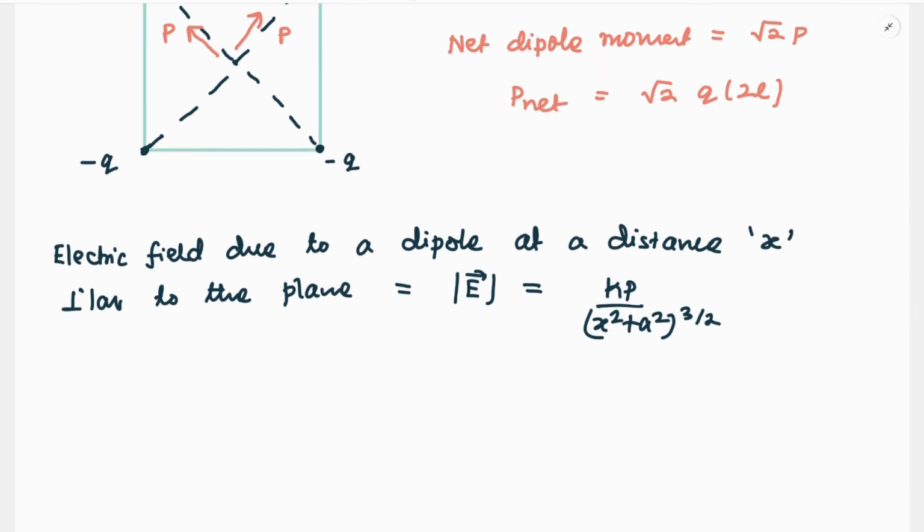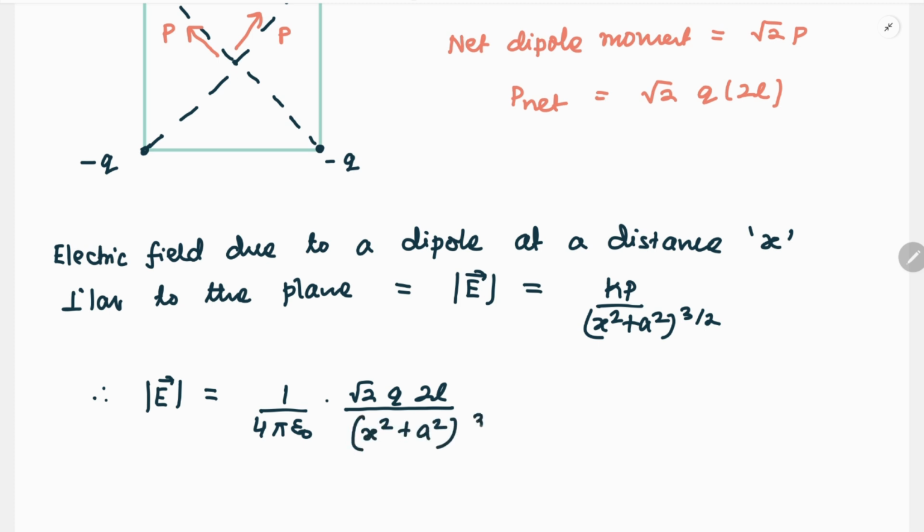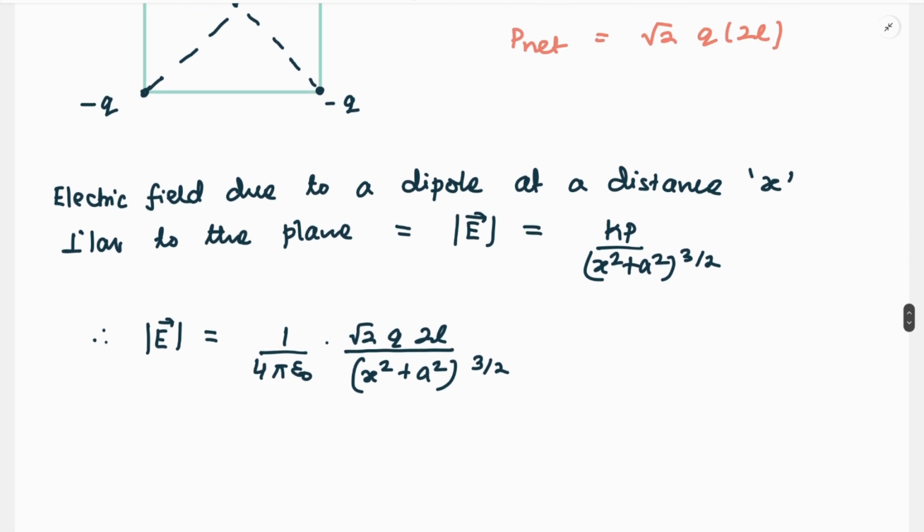So if we substitute the values that we have, we can say that the electric field strength E can be written as K, that is 1 upon 4 pi epsilon naught, p which we are referring as root 2 times q into 2l upon (x square plus a square) to the power 3 by 2. So here we are using p net. So for each dipole, the result is Kp by (x square plus a square) to the power 3 by 2, where we are not considering x as a large distance. And over here we have this value.